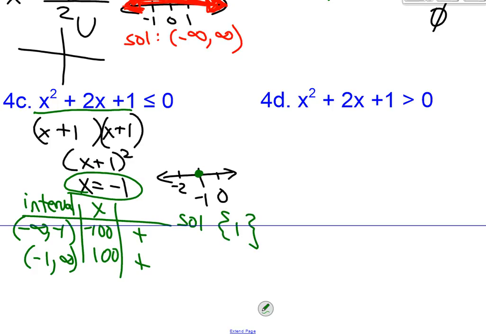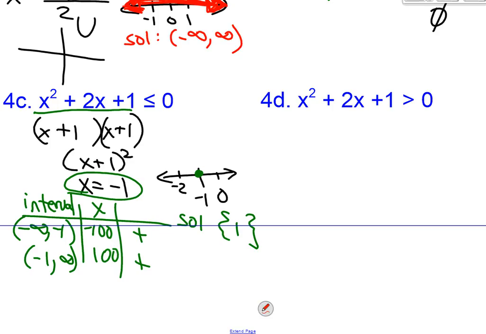My solution when I write it is just the number -1, and I put that in a bracket. Bracket? Brace. Braces. That's braces. I put it in braces. My bad. If you had to listen to that, sorry.